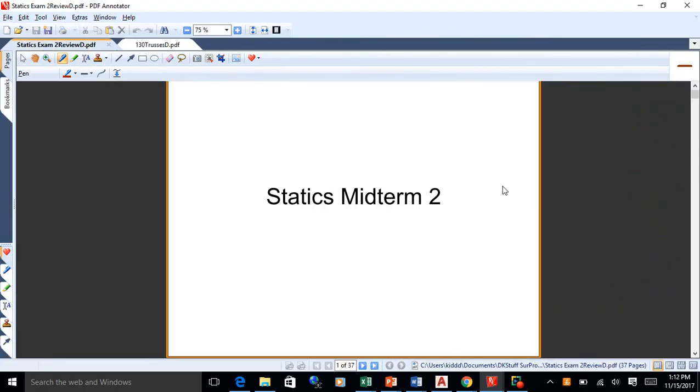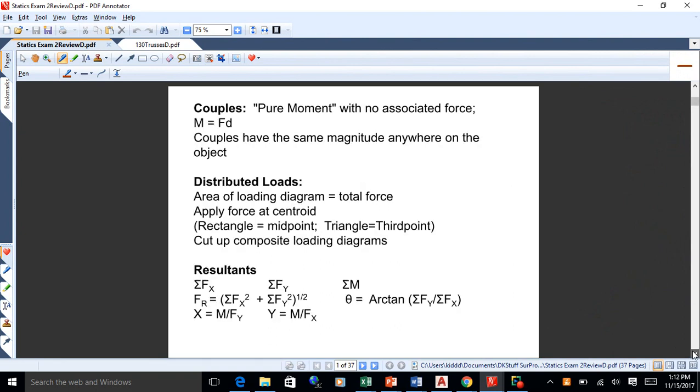All right, so we've got our second midterm coming up on Monday. That'll start where the last one left off. So that'll start at couples, which are pure moment with no associated force. Couples have the same magnitude anywhere on the object. Distributed loads, find the area of the loading diagram, apply it at the centroid. The centroids are shown on your formula sheet if you need them.